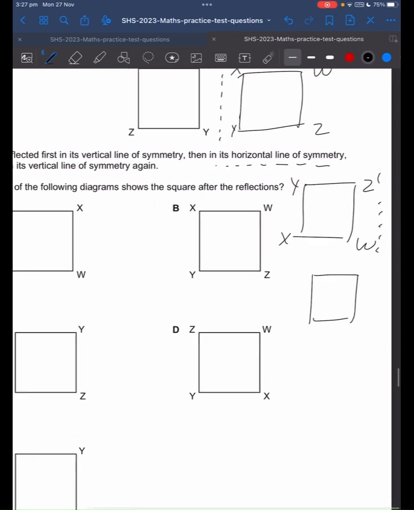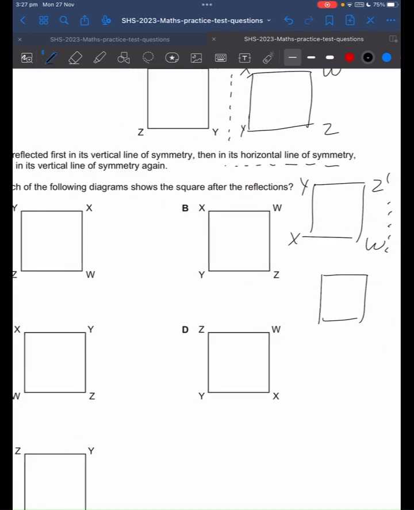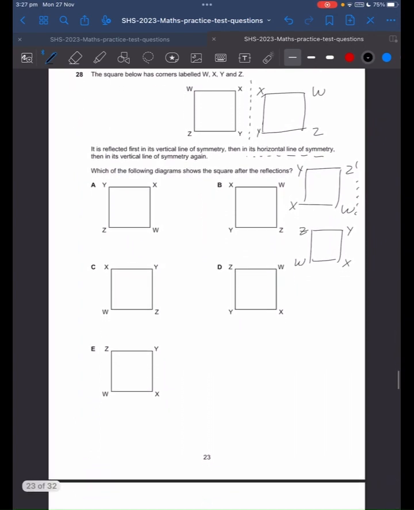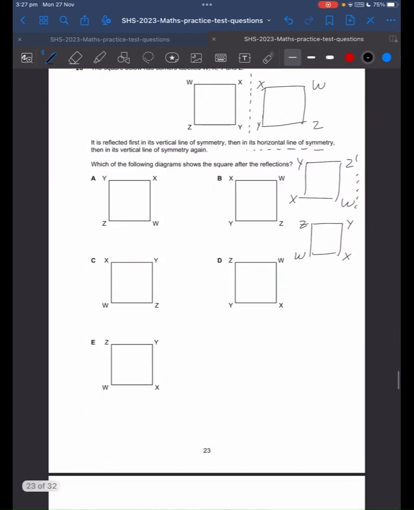Since the Z is in the top right, it will end up in the top left. Same with Y. W is on the bottom right, so it will end up on the bottom left. And this is where X will go. So Z, Y, X, W going clockwise, and the only one that fits this is E.